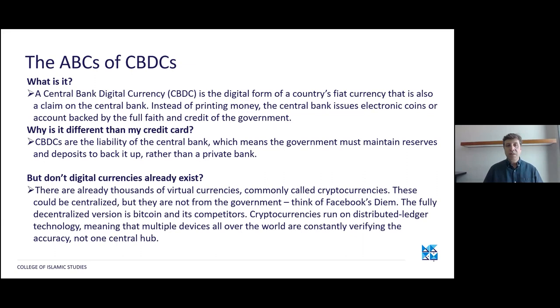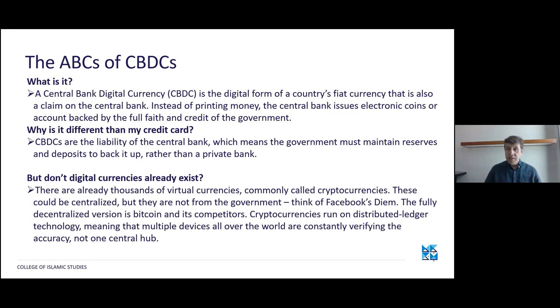Central bank digital currencies are similar to credit cards, but they are different because it is the liability of the central bank. So the government must maintain the reserves and deposits to back it up, which is maintainable because the central banks are issuing their own currencies anyway. But in the credit card case, it is issued by the private banks, and then they have to have a backup to issue credit cards, and it is heavily regulated. But this one is digital, similar to using your credit card, but you directly form a relationship with the central bank in a sense.